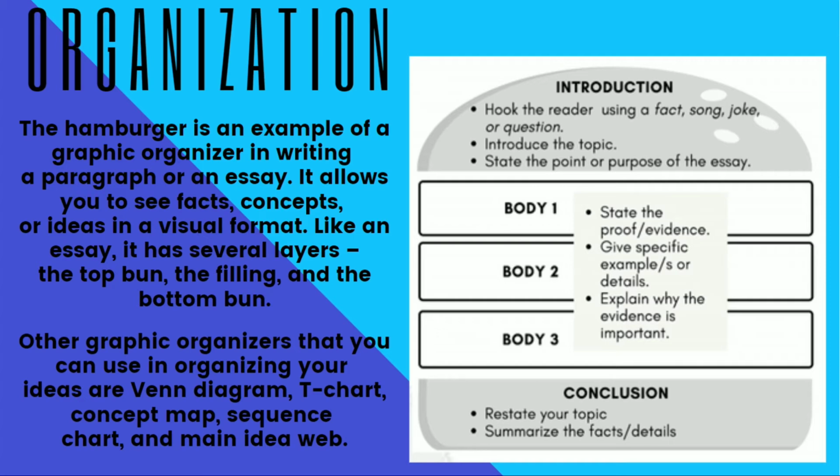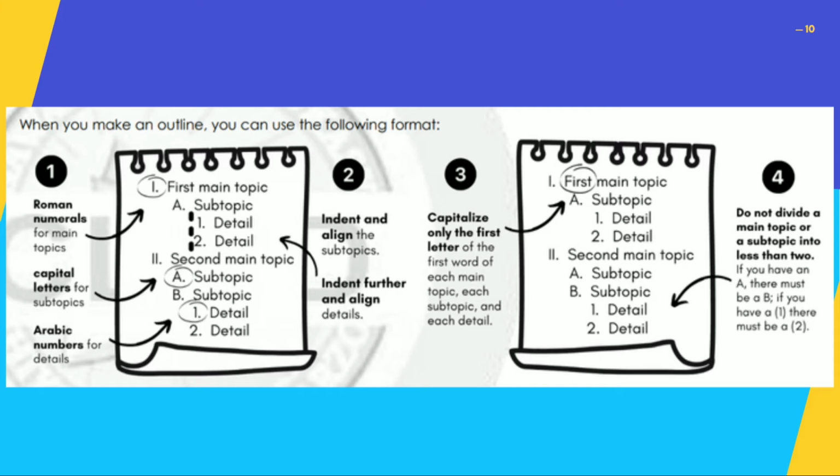Other graphic organizers that you can use in organizing your ideas are Venn diagram, T-chart, concept map, sequence chart, and main idea web. When there are so many ideas about a topic for a report that you do not know where to begin, the best thing to do is to organize your ideas through an outline. It is also a graphic organizer which helps you to identify the main ideas and highlight the important facts. When you make an outline, you can use the following format.